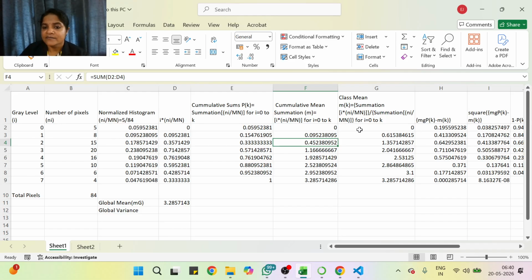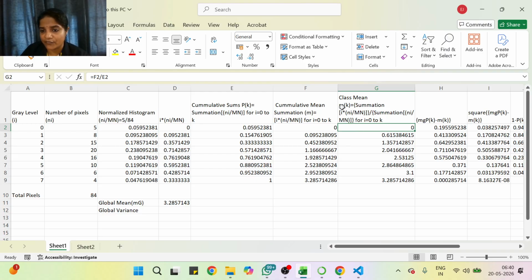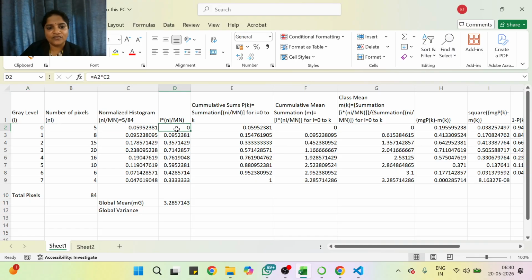Okay. Next what you have to do, you have to calculate the class mean M of k. Okay, what is class mean? Class mean is summation I into Ni by Mn. Okay, so for example, for k is equal to 0, it's simply going to be 0. We have calculated I into Ni by Mn here for simplicity. So what I have done, I have calculated I into Ni by Mn for every gray level value.